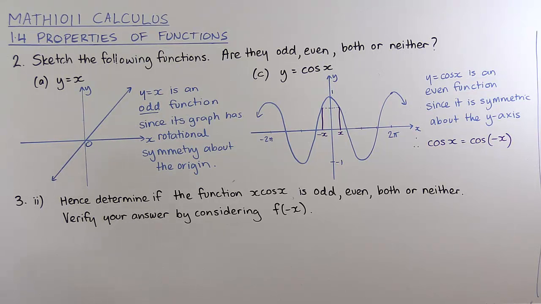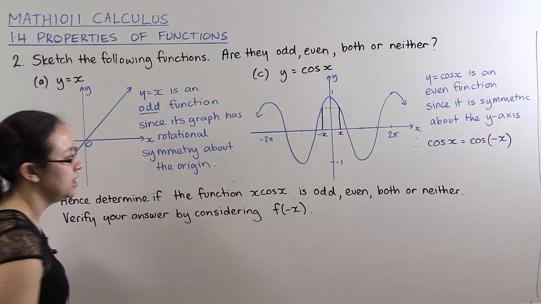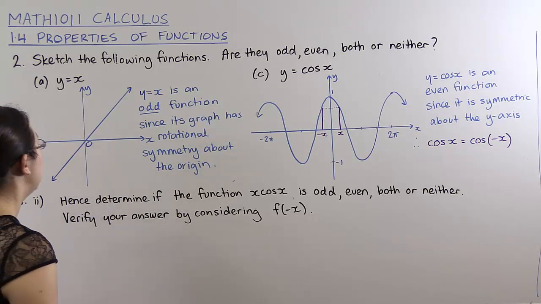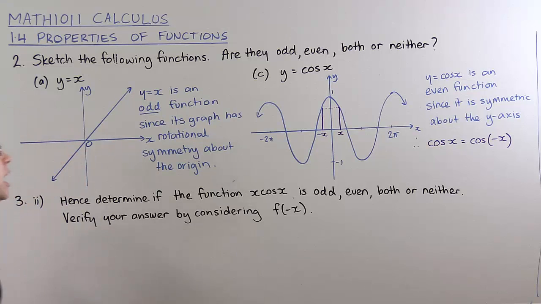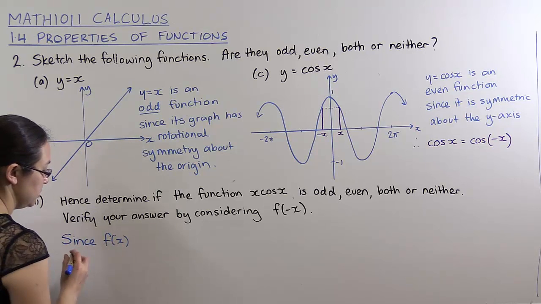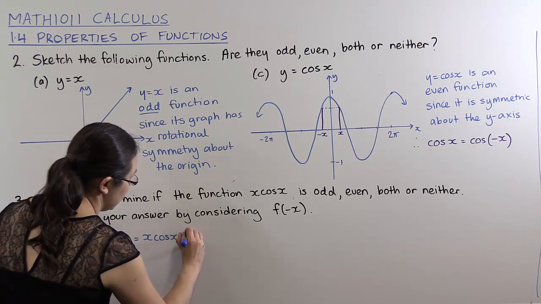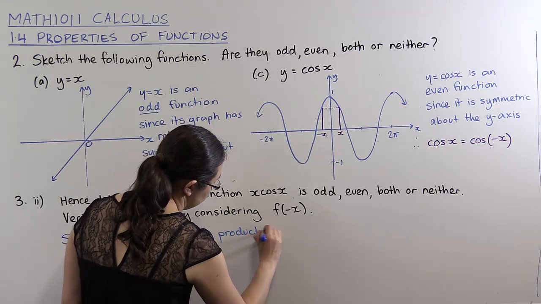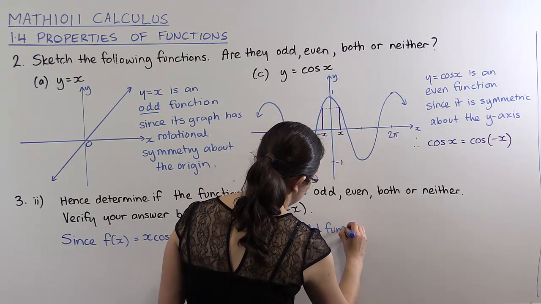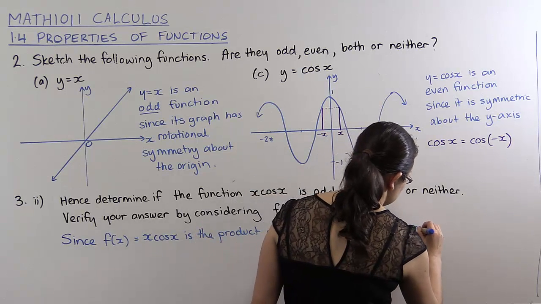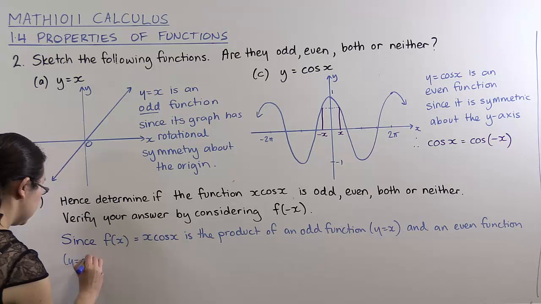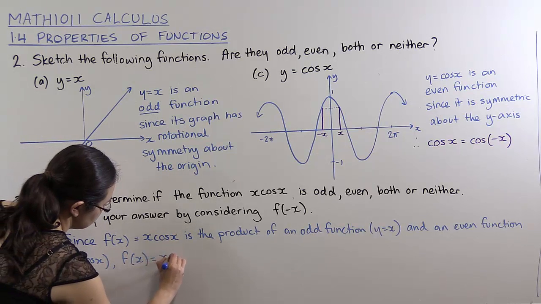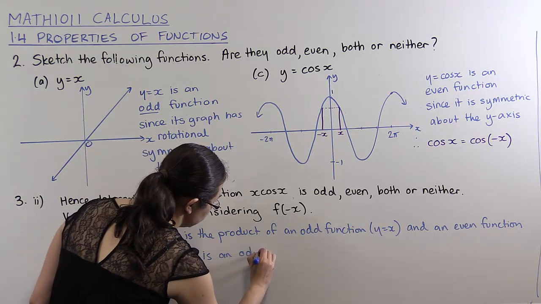In question 3, they've asked us to determine whether this function x cos x is odd, even, both or neither. So that's the product of these functions we had in parts A and C. The idea is that we have an odd function multiplied by an even function, and the product of that will be an odd function altogether. So since, and I'll call it f of x since we'll use that again later, f of x equals x cos x is the product of an odd function, that's y equals x, and an even function, that's y equals cos x, f of x equals x cos x is an odd function.